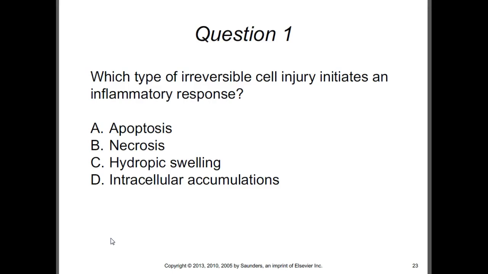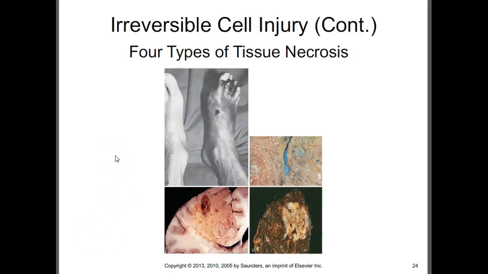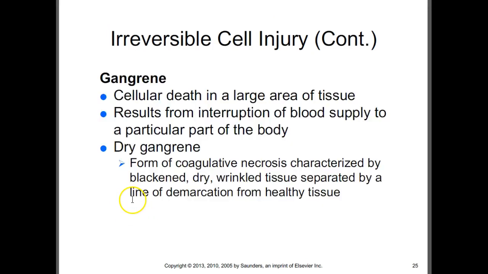So which type of irreversible cell injury initiates an inflammatory response, right? So the one that creates an inflammatory response. Hydropic swelling is not normal, but reversible. Intracellular accumulations as well. Apoptosis is not going to involve the inflammatory response, but necrosis will. Right, so 4 types of tissue necrosis. You can see that here: caseous necrosis and fat necrosis, and then liquefactive necrosis here in the brain.